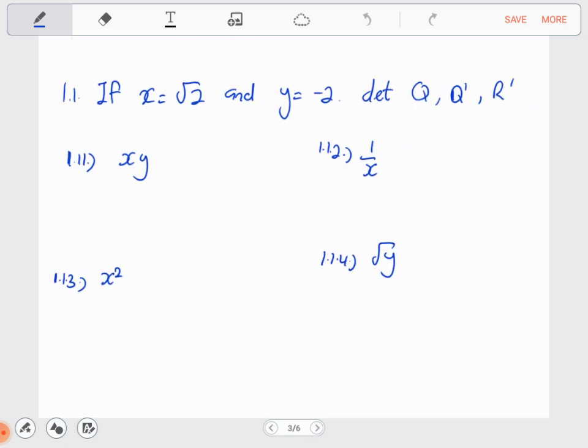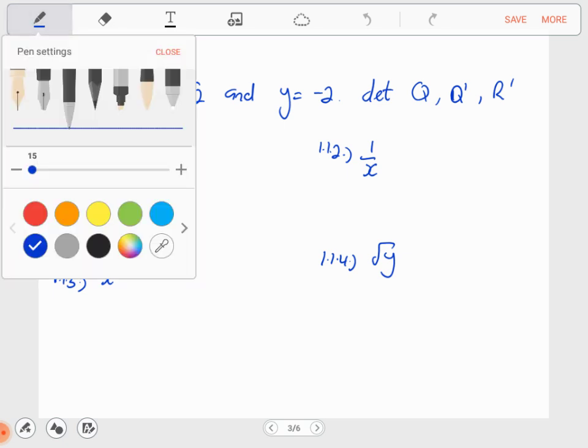All right, let's go to page 1 of 16. I'm on question number 1.1 that says, if x equals root 2 and y equals -2, determine whether the expressions are rational, irrational, or non-real. Okay, they're not asking us about integers and natural numbers. They were quite specific on what they wanted here, right? I'm just going to change the color of my pen.